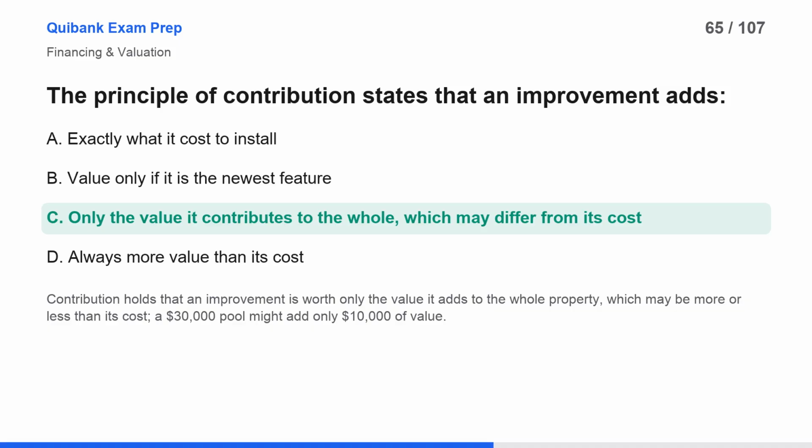The answer is C. Only the value it contributes to the whole, which may differ from its cost. Contribution holds that an improvement is worth only the value it adds to the whole property, which may be more or less than its cost. A $30,000 pool might add only $10,000 of value.